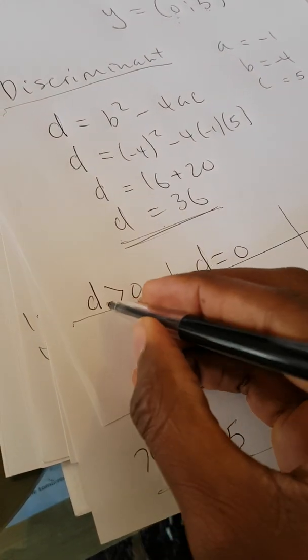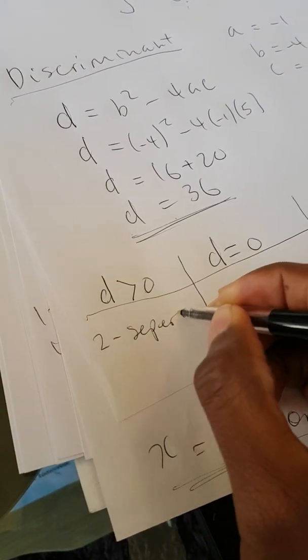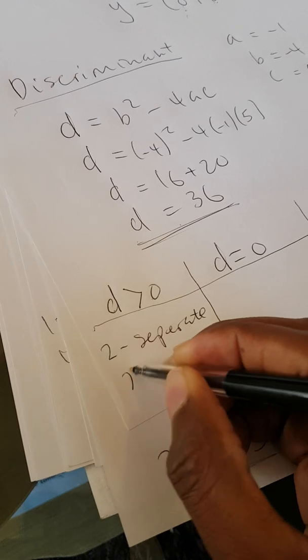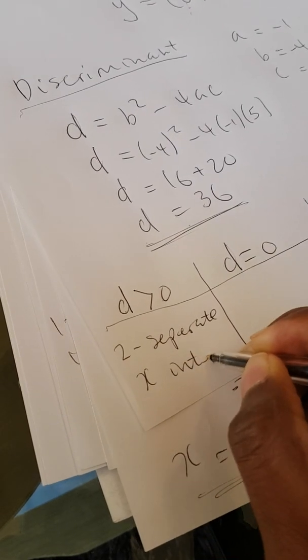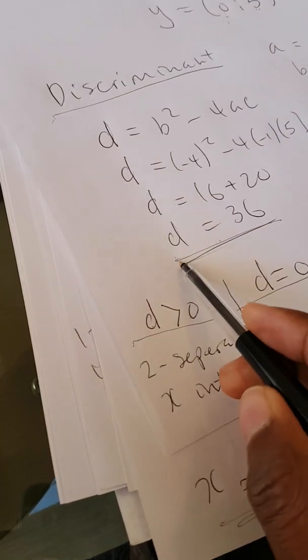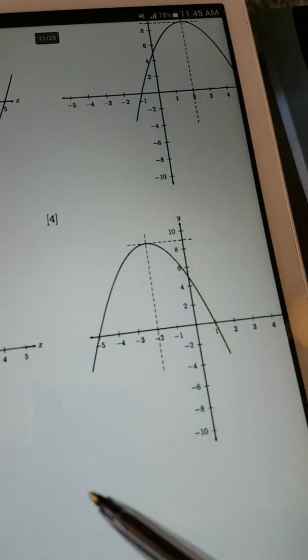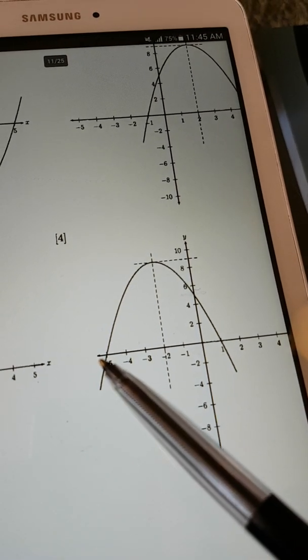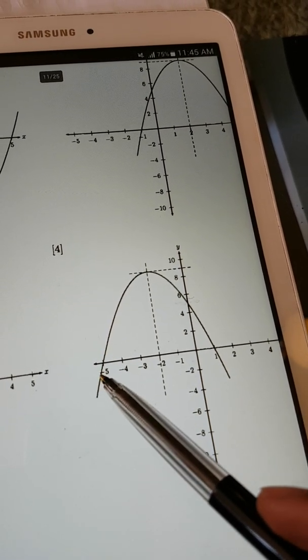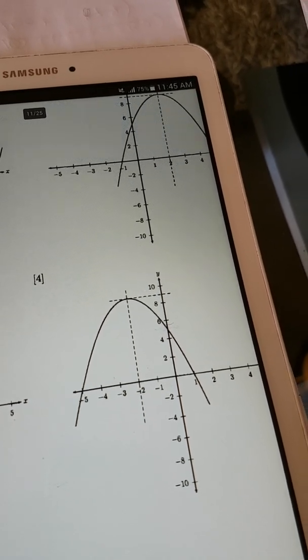If the value of discriminant is greater than 0, we have two separate x-intercepts. So this is what happens in our situation. Our D is 36, and 36 is obviously greater than 0. So we have two separate x-intercepts, and our x-intercepts are at x equals negative 5 and x equals 1, like what we calculated here.